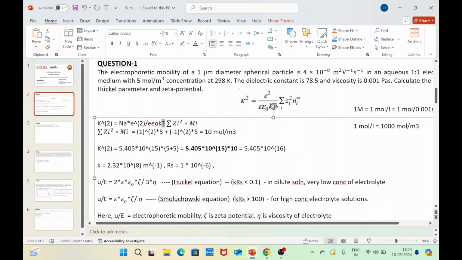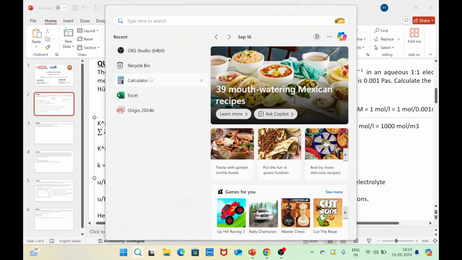So we have kappa square as 5.405 times 10 to the power 50 times this Zi square times Mi, that is 10. If you multiply, it will be 5.405 into 10 to the power 16. So square root of this, just let me show.